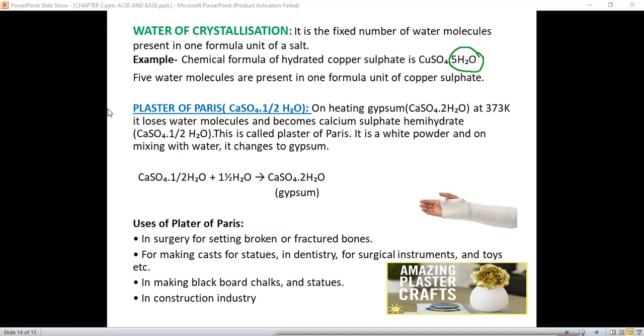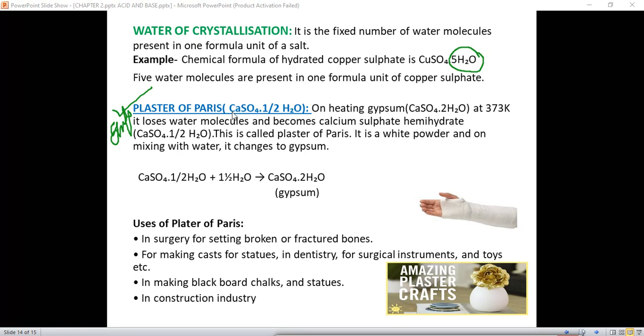Next we'll read about plaster of Paris. It is a very important topic from your chapter. Plaster of Paris. What is the formula for plaster of Paris? CaSO4.½H2O. What is the chemical name of this plaster of Paris? Calcium sulfate hemihydrate. Hemi for half. Okay. Calcium sulfate hemihydrate. Now we will see how it is formed. How plaster of Paris is formed.